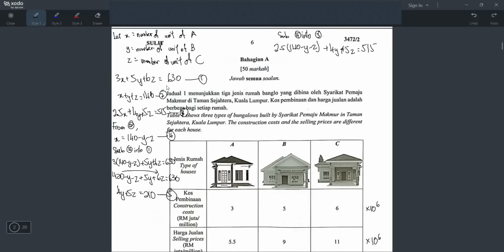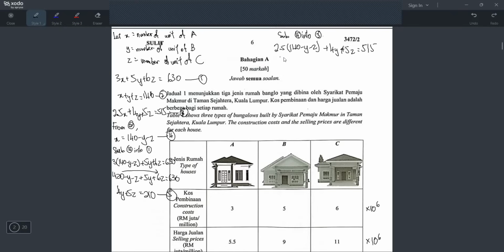And it's the only equation with two unknowns. All the previous equation have three unknowns. This is the only equation with two unknowns. So now my job is to simplify this to get another equation with two unknowns and then do simultaneous one more time. All right, 2.5 times 140. Let's press. Okay, my calculator give me 350.